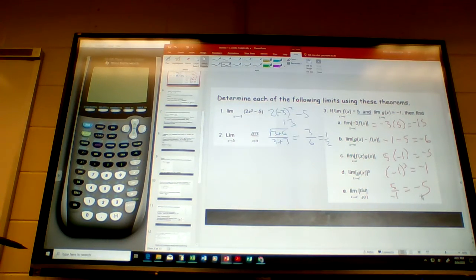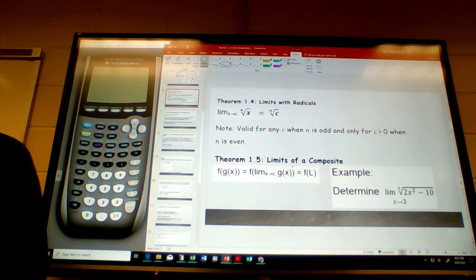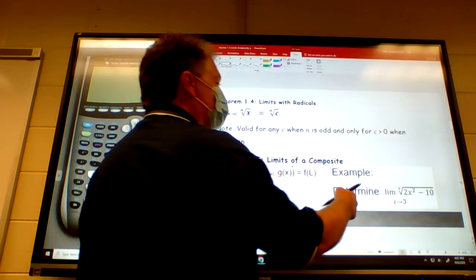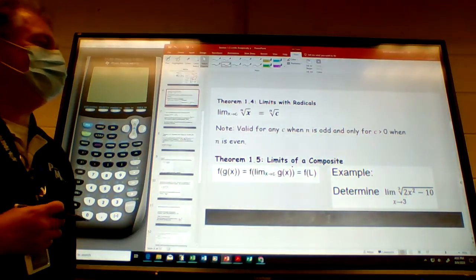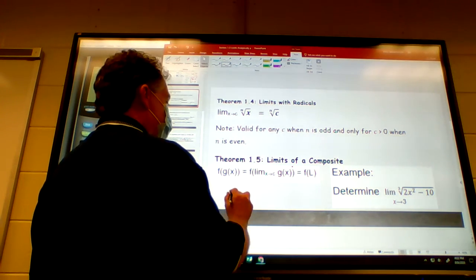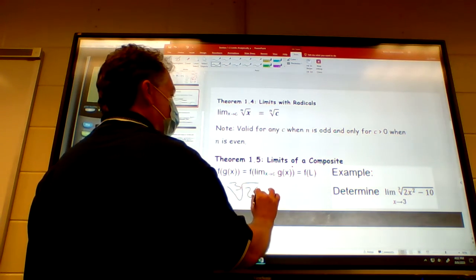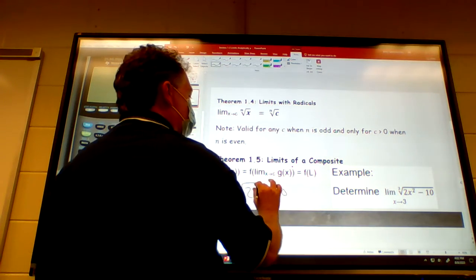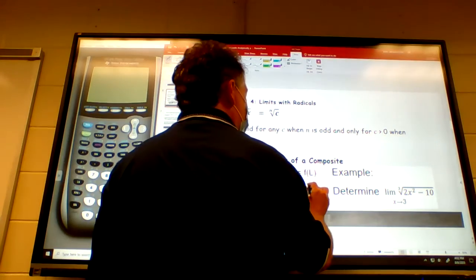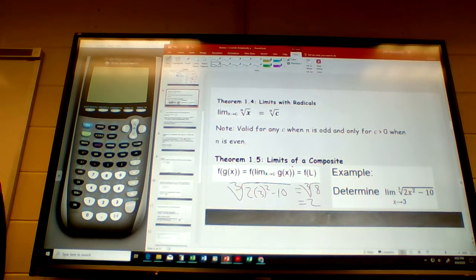So here we go. Now, the same thing goes with radicals. All you have to do is just simply plug everything in. And here our example is down here. Determine the limit of the cube root of 2x squared minus 10 as x approaches 3. Just simply plug it in. It's going to be the cube root of 2 times 3 squared minus 10, which when you simplify all that is going to give you a value of the cube root of 8, which is 2. All right. Just a little bit of algebra there for you.